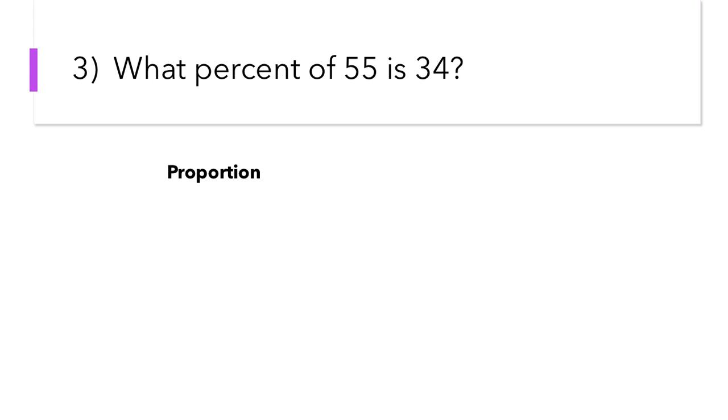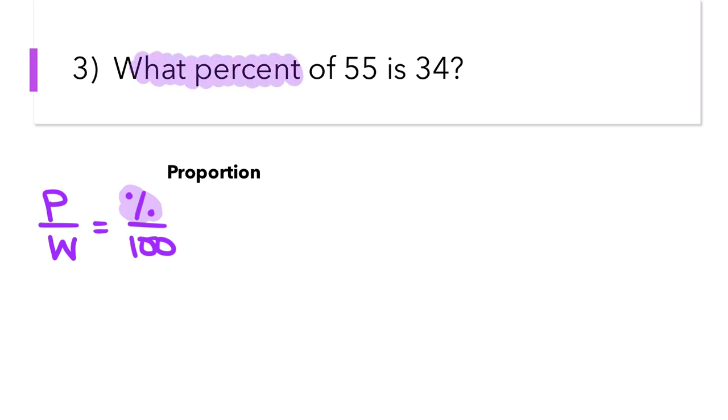All right, our next one, we have what percent of 55 is 34? We go back to our proportion. We have part over whole and percent over 100. And we need to find our pieces. Is there a percent given in the problem? No. So what percent is my variable? Which number is the part? 34. How do you know? Less of 55. Okay. And that 55 is the whole.